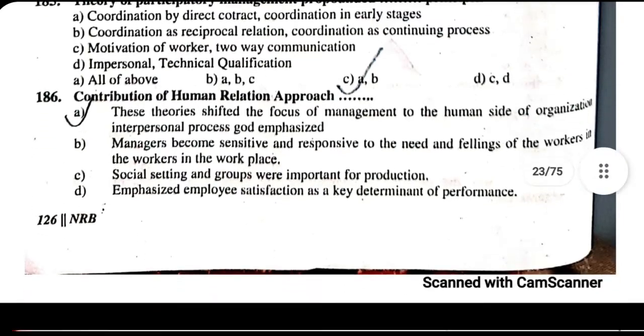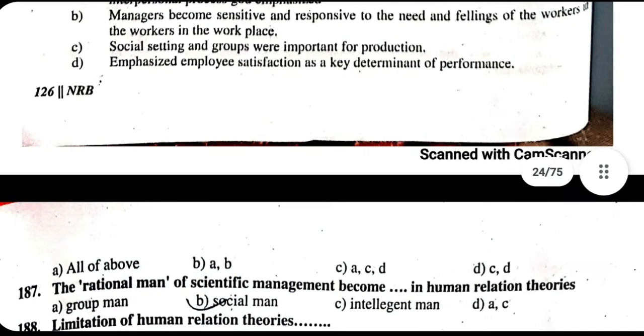Interpersonal processes emphasized. Question 187. The rational man of scientific management becomes what in human relation theories? The correct answer is social man.